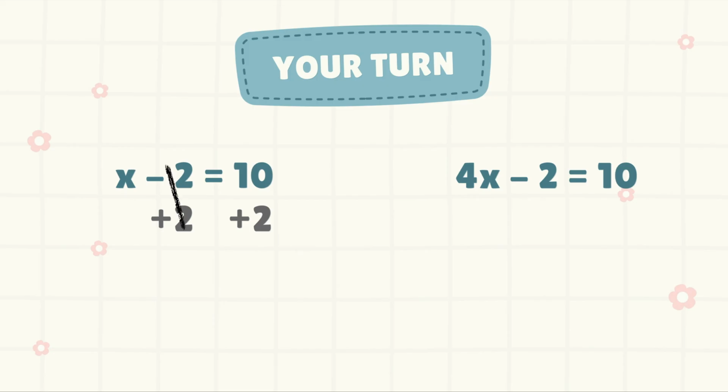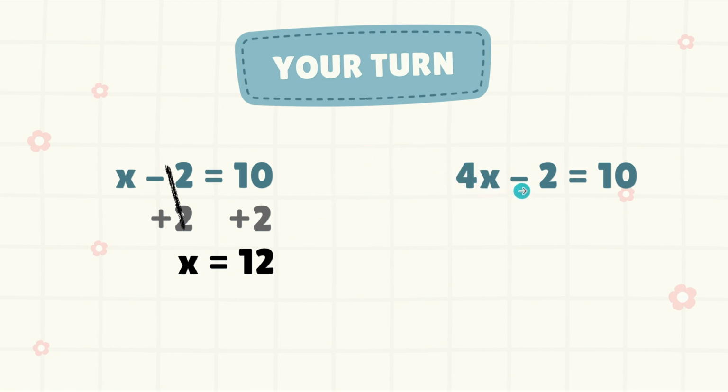My 2 and my 2 cross each other out. And now I just have x equals 10 plus 2. What's 10 plus 2? 12. X equals 12. Let's move on to the right side for one a little bit trickier.